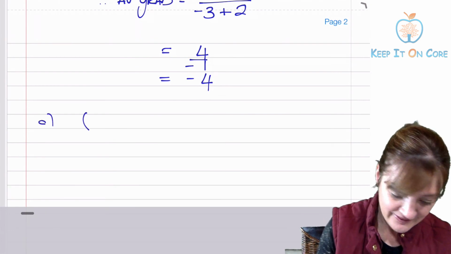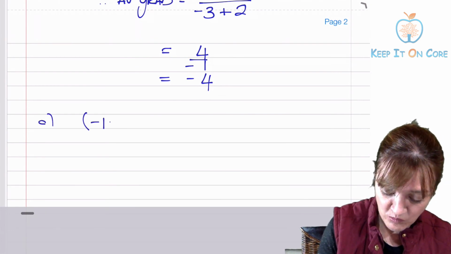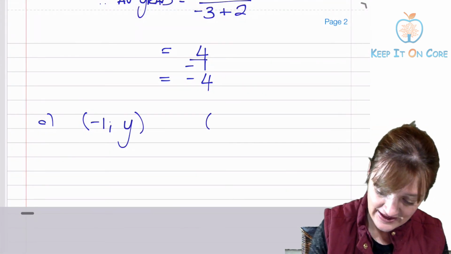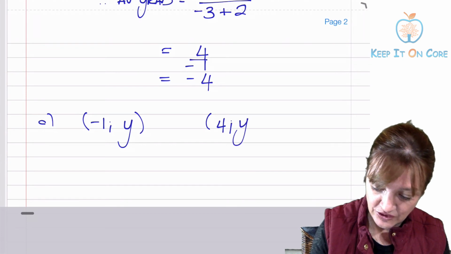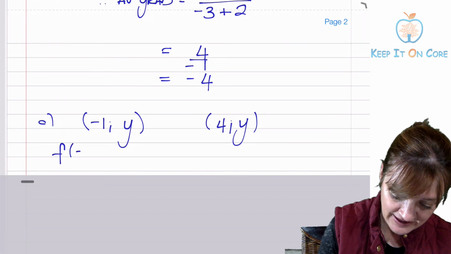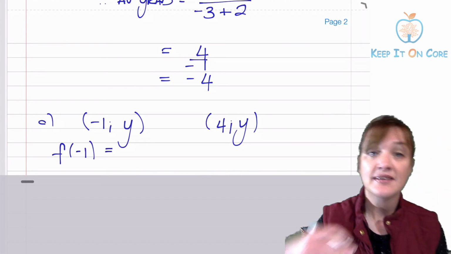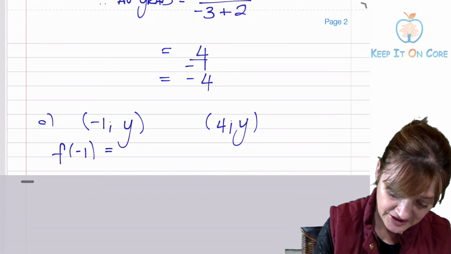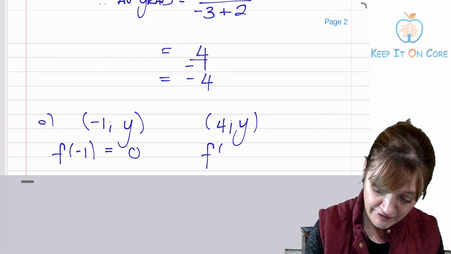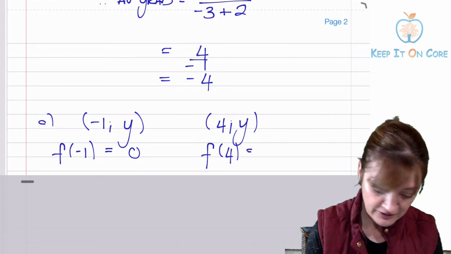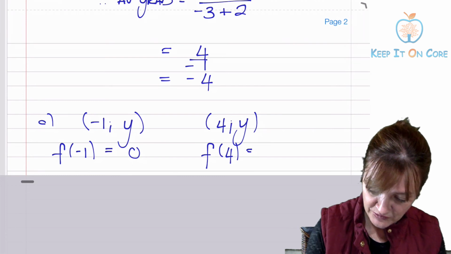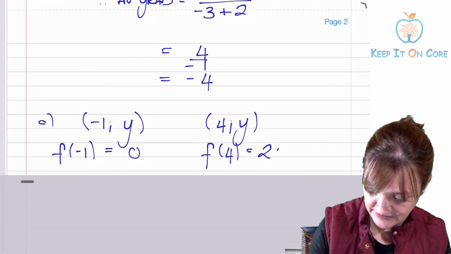So the first thing was we had an x value of -1, but we didn't know the y value. And then we had an x value of 4, but we didn't know the y value. Just as we did before, we would work out the value of f of -1. Subbing it back into the original equation, here we land up with a y value of 0. And f of 4, if we sub that back into the original, we're landing up with, what are we getting? 4 as well. No, 20, sorry, 20.